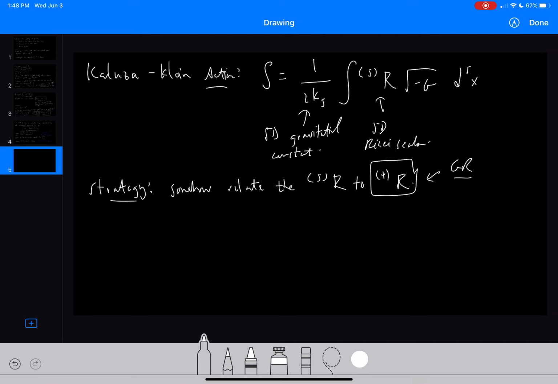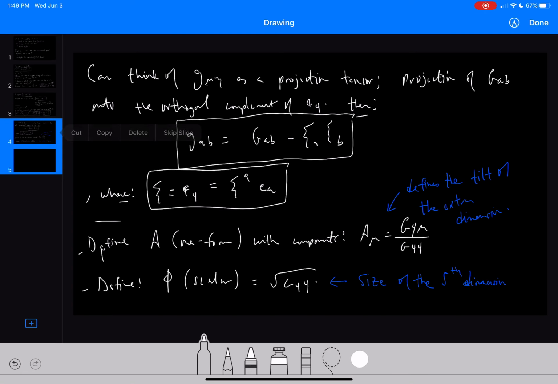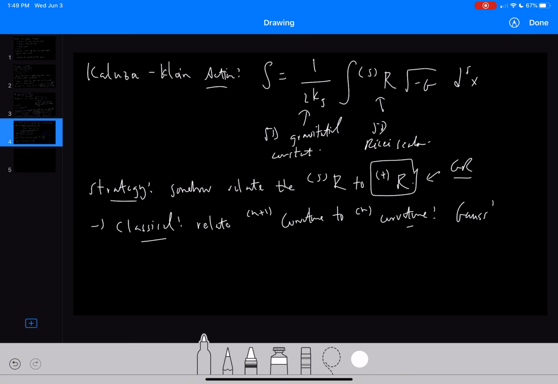So students of differential geometry know that if you want to relate, in the classical world of differential geometry, n plus 1 curvature to n-dimensional curvature, there's a very beautiful theorem in differential geometry based on Gauss, and this is Gauss's Theorema Egregium.